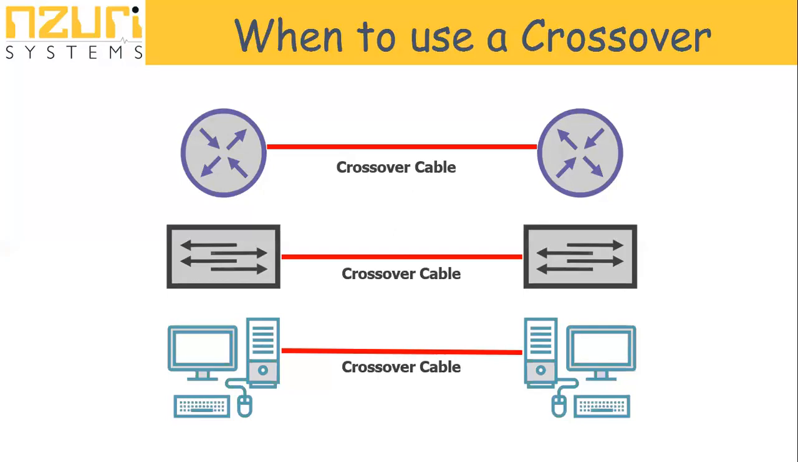So if I'm connecting any of these things together, I would have to use what? A crossover cable. So if I'm connecting maybe my router to a PC, I would have to use a crossover cable.